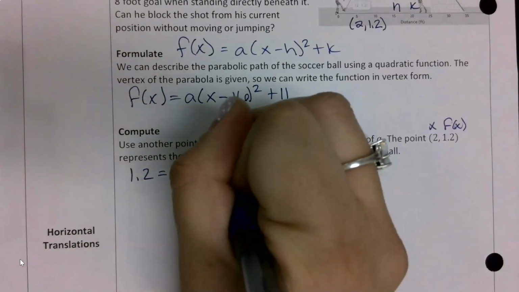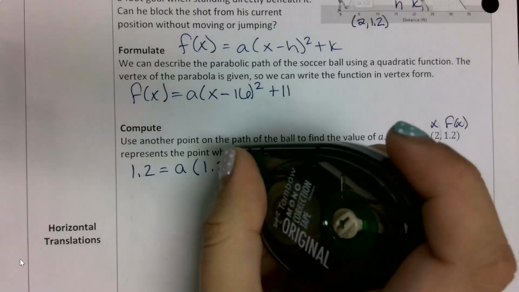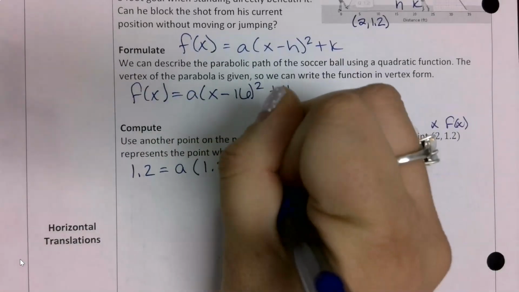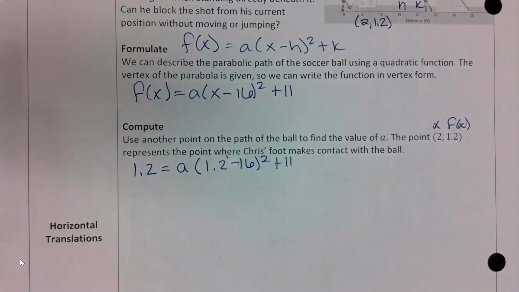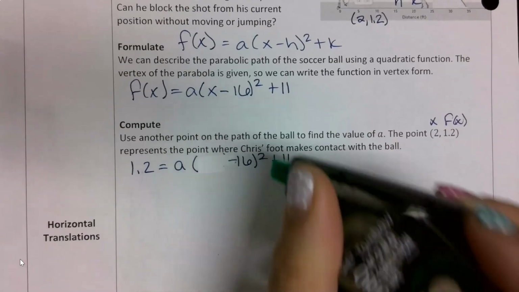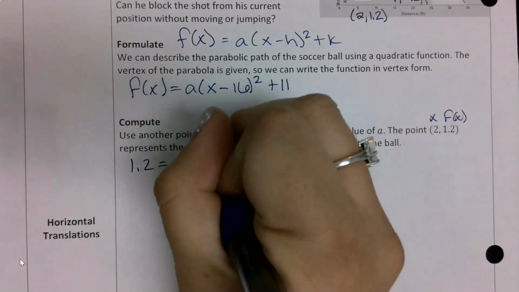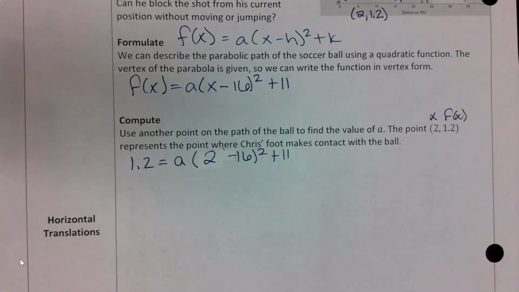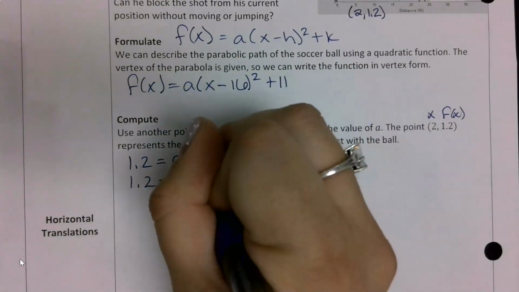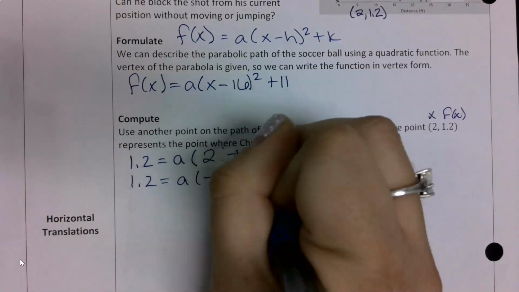Then I have (2 minus 16) squared plus 11. Oops, I initially wrote 1.2 inside, but that should be 2, because that's my x I'm plugging in. So I am going to take care of the stuff inside the parentheses first. 2 minus 16 is negative 14.